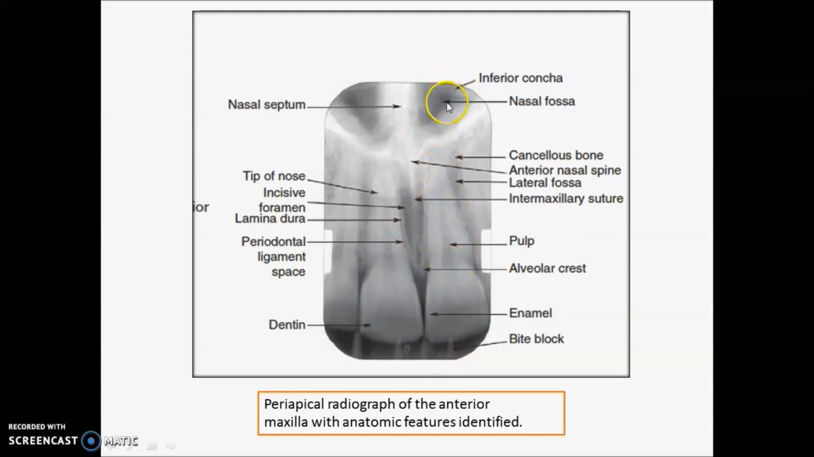Along with this, this is your nasal fossa, and this is your inferior concha. Then you can see here the little radiopaque shadow, that is the tip of the nose. Here you can see the incisive foramina. This radiopaque area is your lamina dura, and this radiolucent space is your PDL space. So aspirants, please note these landmarks of your anterior maxilla.